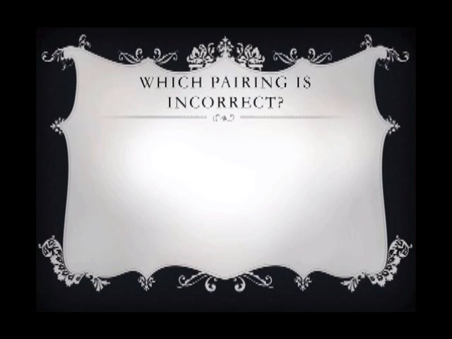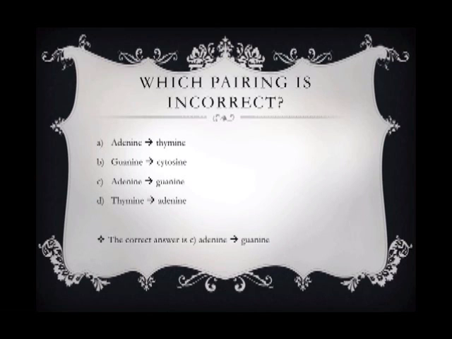Quiz time! Which pairing is incorrect? A. Adenine and thymine. B. Guanine and cytosine. C. Adenine and guanine. Or D. Thymine and adenine. The correct answer is C, adenine and guanine.